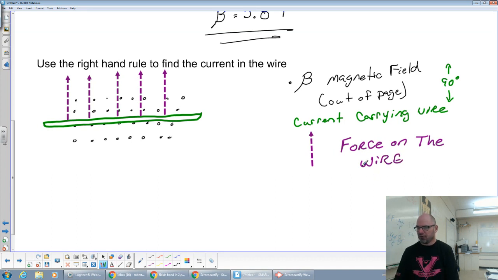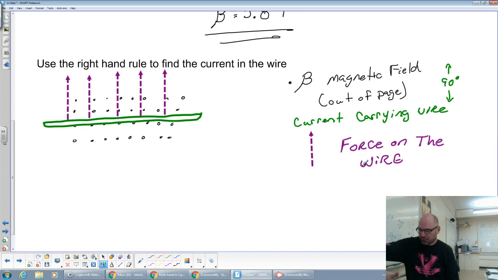Okay, so it says use the right hand rule. So okay, remember the right hand rule. If we go on the wire, our fingers point in the direction of the magnetic field, our palm points in the direction of the force, and our thumb points in the direction of the current.